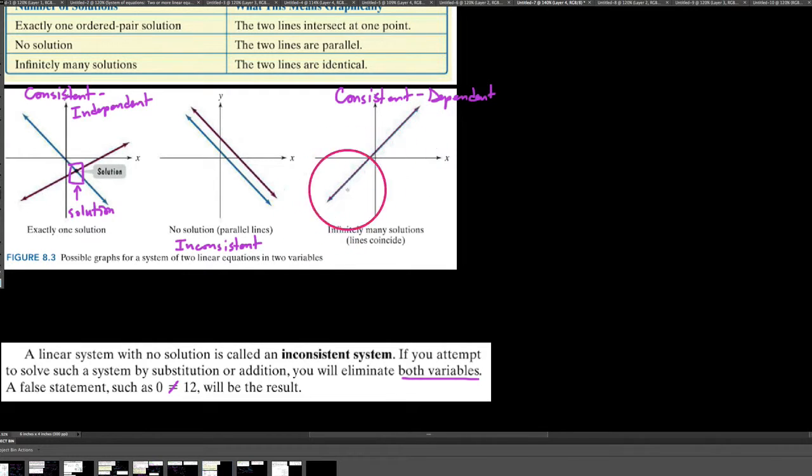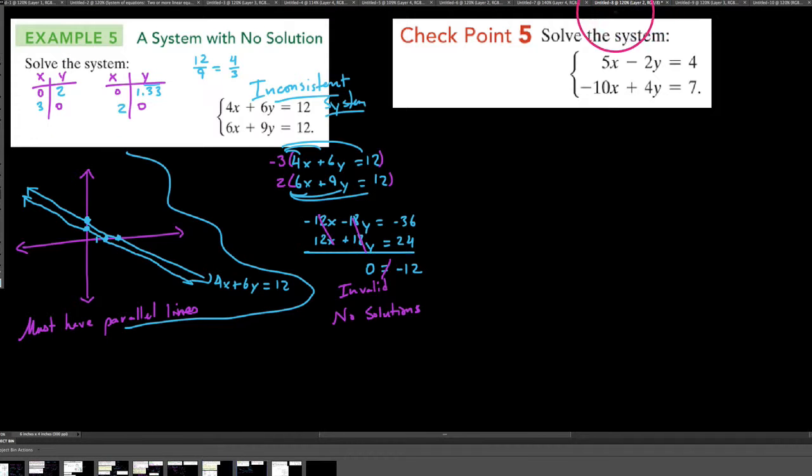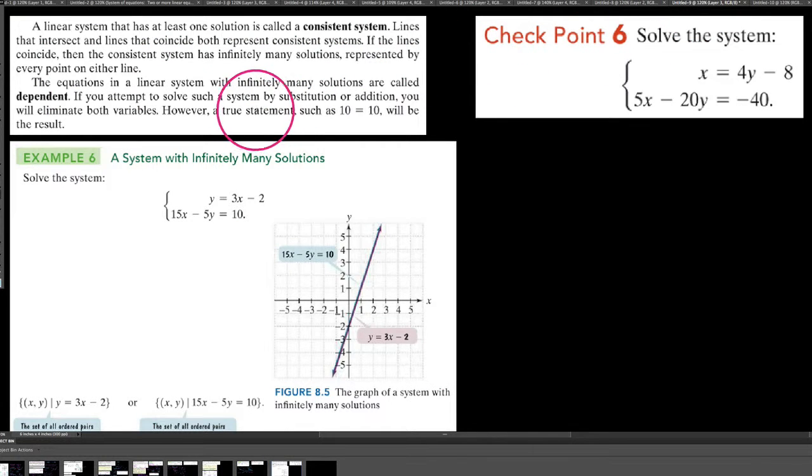But in terms of infinitely many solutions, we see that really the two equations produce the same solution sets, or at least the lines intersect everywhere, which would mean that they really represent the same equation. So we're going to say that essentially we get a dependent system, or at least the equations in a linear system with infinitely many solutions are called dependent.